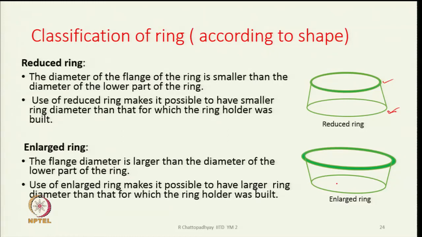And the opposite of this is the enlarged ring, as shown in the diagram: the flange diameter is larger than the diameter of the lower part of the ring. So, use of enlarged ring makes it possible to have a larger ring diameter than that for which the ring holder was built. So, this kind of ring is also available.